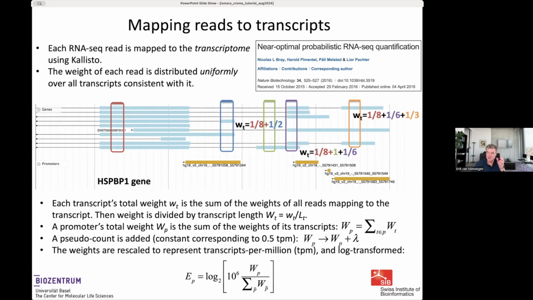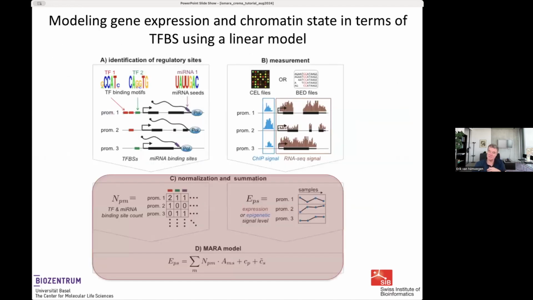So the expression of each promoter in each sample is basically the logarithm of the number of transcripts we estimate per 1,000,000 transcripts that were driven by that promoter. Okay, so that's the quantification. And that is put in this big matrix. So the rows are, again, the promoters. The columns are the samples. And now we're finally going to model this expression in terms of the predicted binding sites.